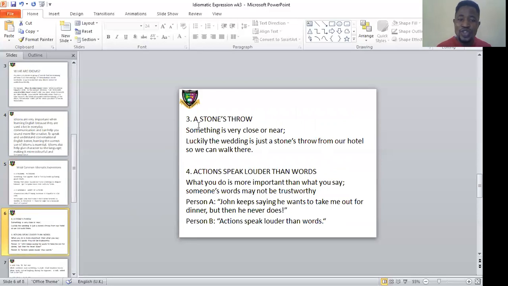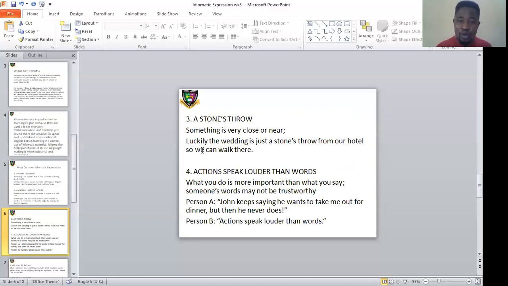Look at this. When you say a stone's throw, what does that mean? It means something is very close or near. When something is very close, we say it's a stone's throw. I can say my house is just a stone's throw from the TVC station. My school is very close to TVC Communication company. It means my school is very near to TVC's company. So that's what it means.